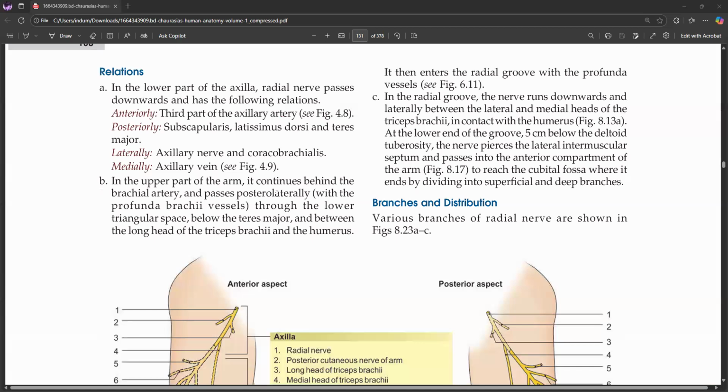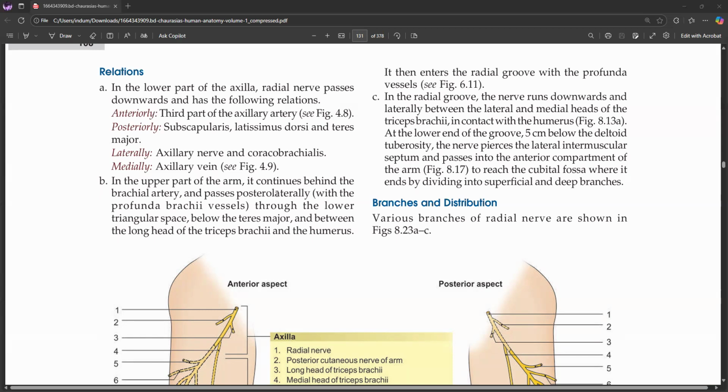Relations. In the lower part of the axilla, the radial nerve passes downwards and has the following relations. Anteriorly, third part of the axillary artery, see figure 4.8. Posteriorly, subscapularis, latissimus dorsi, and teres major. Laterally, axillary nerve and coracobrachialis. Medially, axillary vein, see figure 4.9.